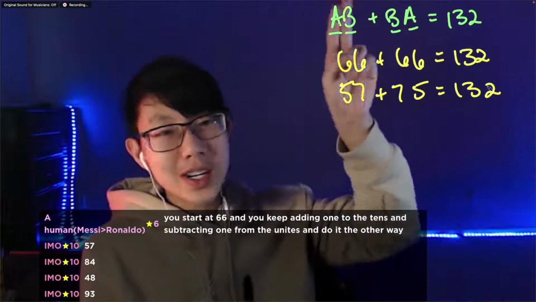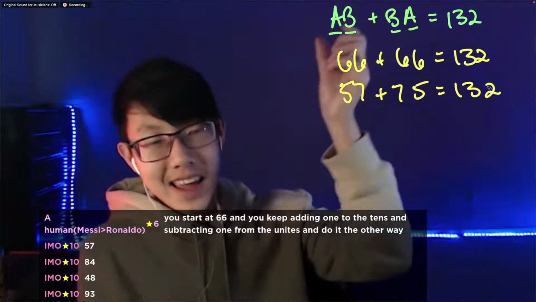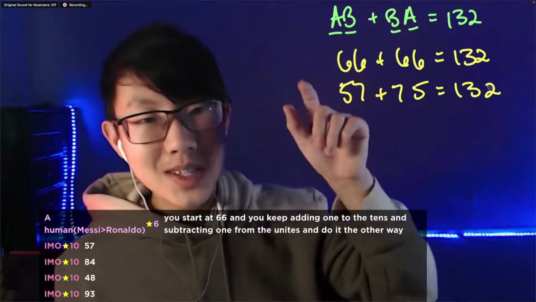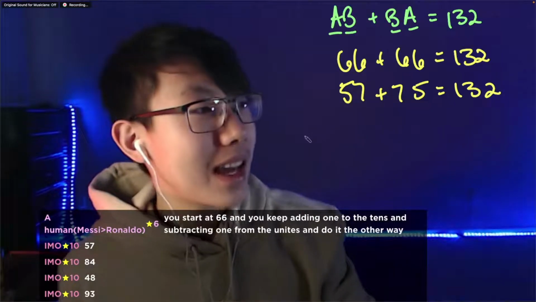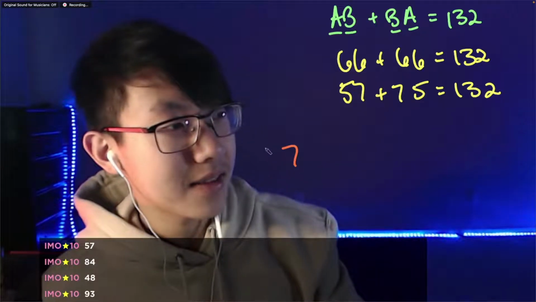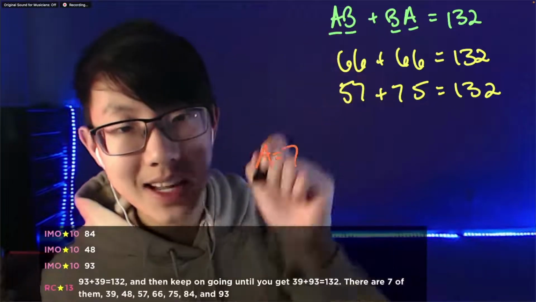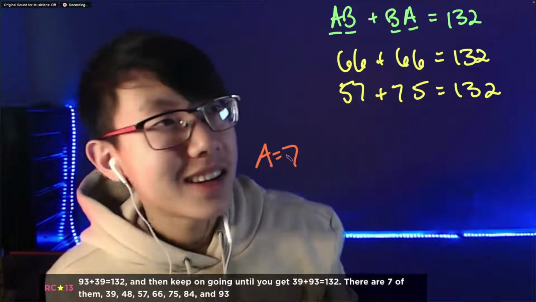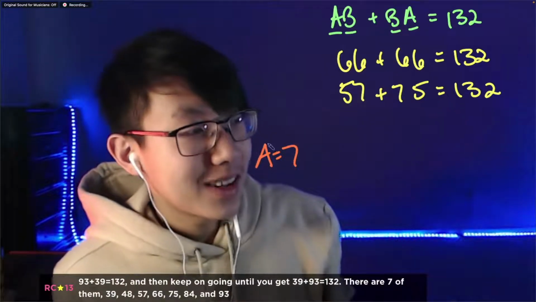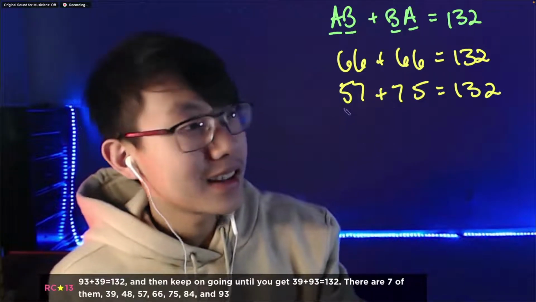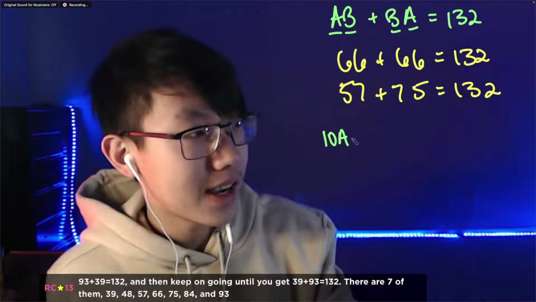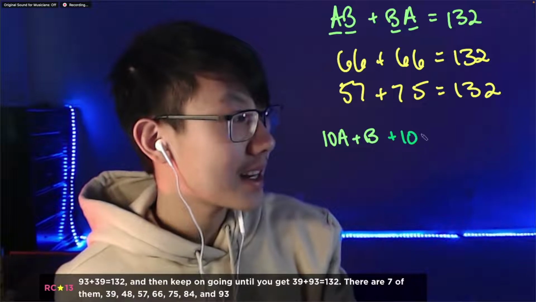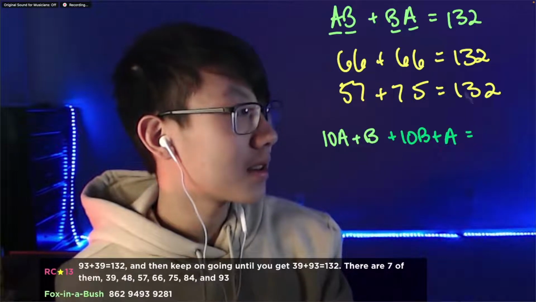There's this one trick to rewrite a number that has A in the tens digit and B in the ones digit. The big idea is that if A is 7 in this number, it really has a value of 70, while this one has a value of 7. So algebraically, the first number is 10 times the tens digit A plus B, because that's literally what it means. And then the second number is 10 times B plus A, and the sum is equal to 132.